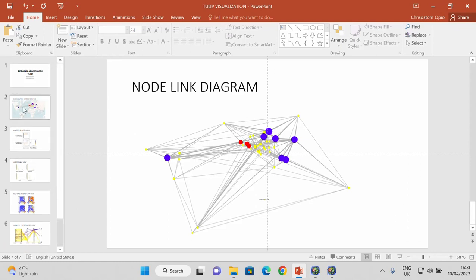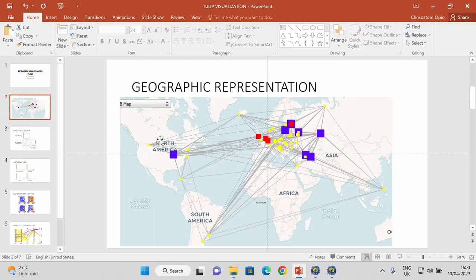So basically, this is what I had for Tulip. The reason why I've presented these in the graphical or PowerPoint presentation is that this tool is not so steady on my computer, but all of this I've generated from the tool.